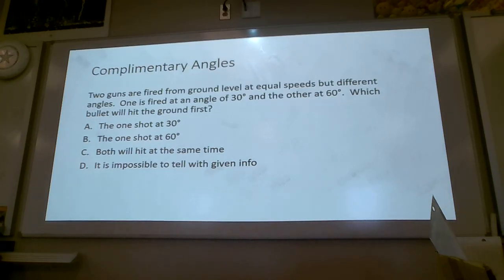Okay, correct answer is A. Is that what your lab said? The one that goes higher is in the air for longer. Good with that? Okay.